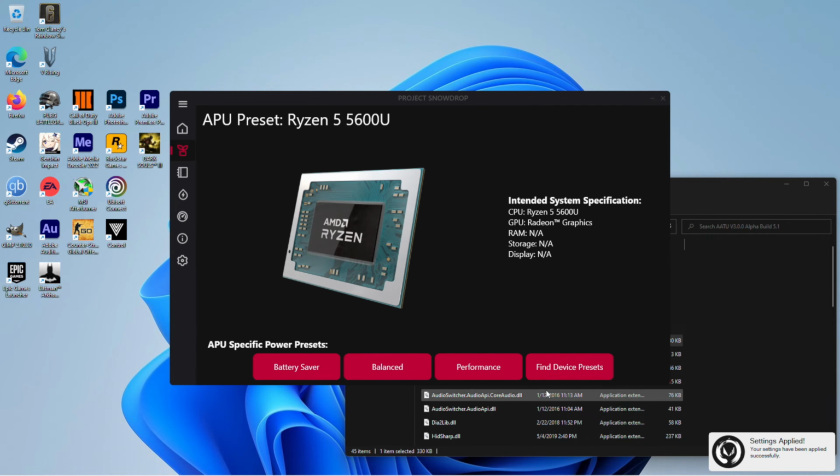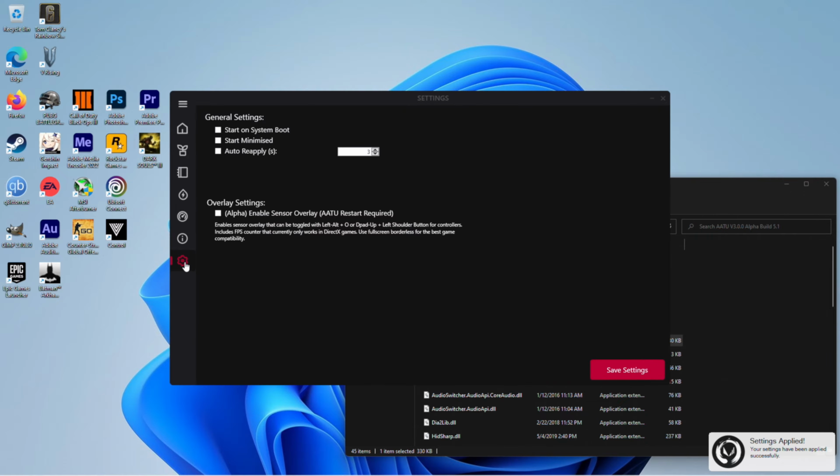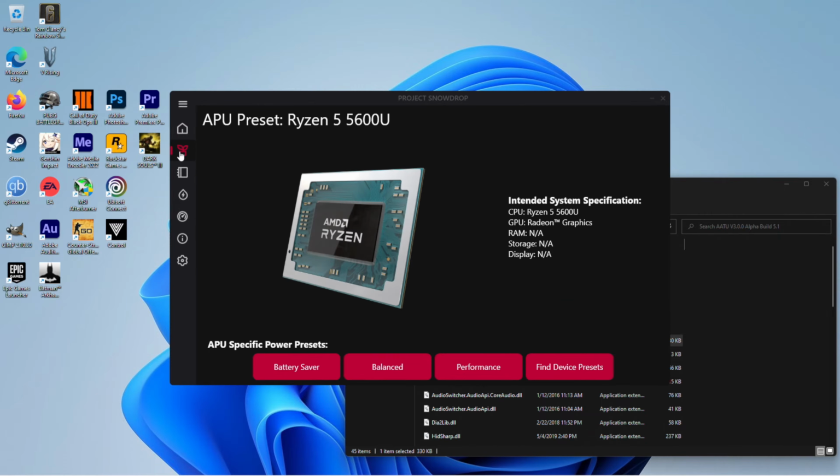I'm not 100% sure, but one thing you have to remember is to go to the settings here and set the auto reapply so that the TDP doesn't get reset. But setting this up is really a lot easier than the older version.